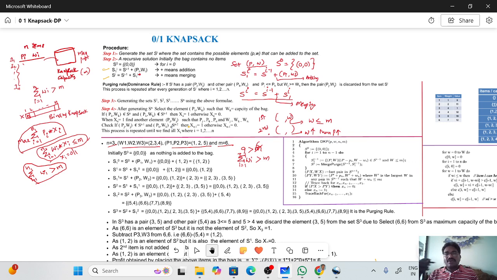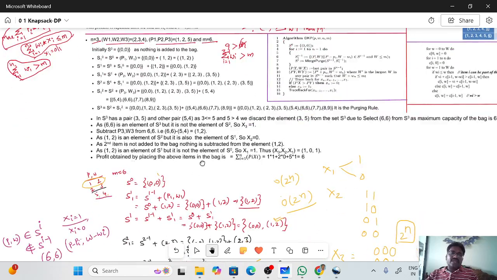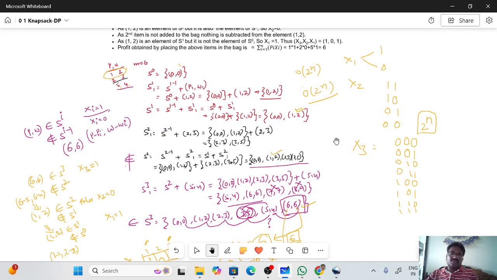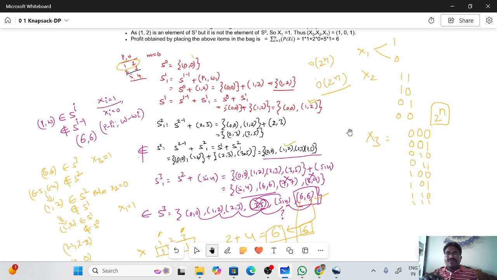So the recursion continues up to our ith item, which is the last item, when i equals n. Until then, we repeat our procedure. While getting the sets, we must observe two things. The first thing is when a new pair forms, what is that pair's weight? If that weight exceeds the knapsack capacity, simply remove that pair, no need to maintain it.